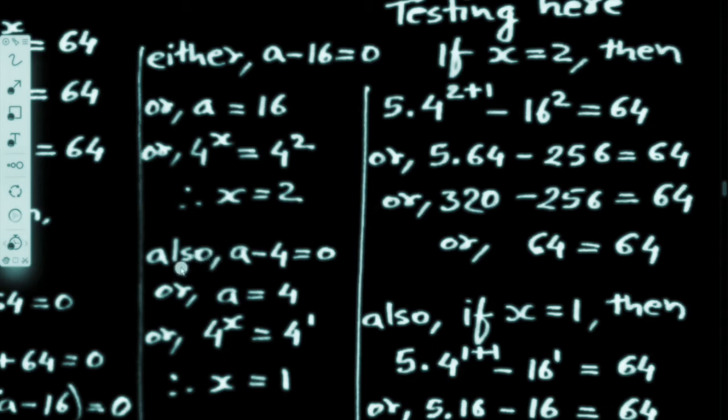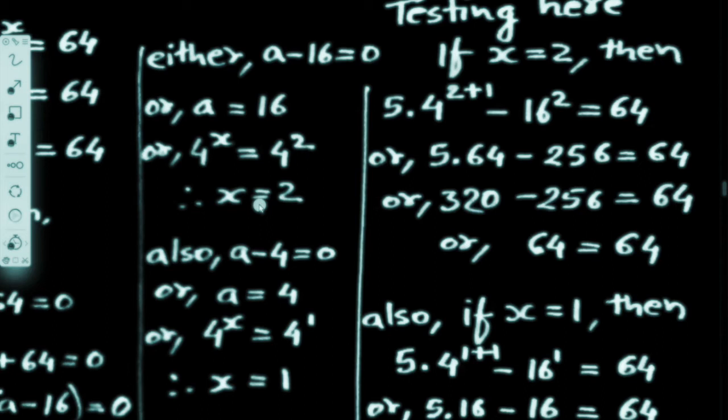From the next factor we again have to find x. The next factor is a minus 4 equals 0, or a equals 4. Now a is replaced with 4 power x, so 4 power x equals 4 power 1, therefore x equals 1. So we get x equals 2 and also x equals 1.